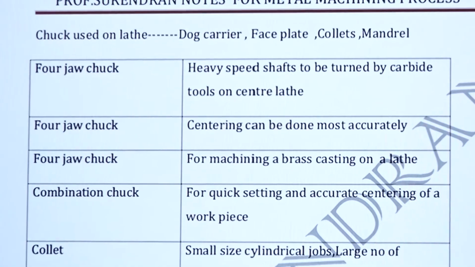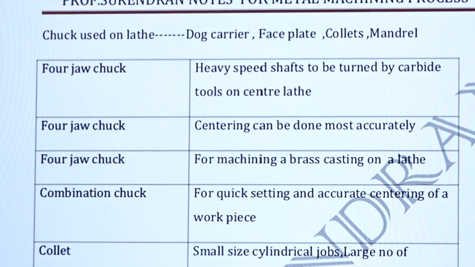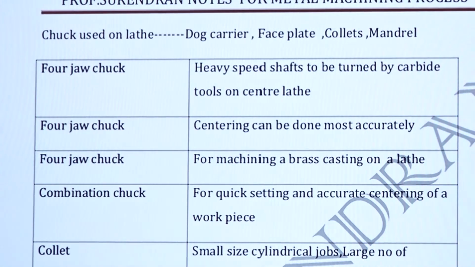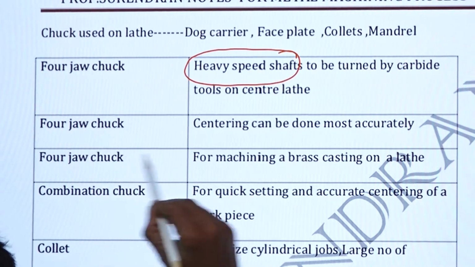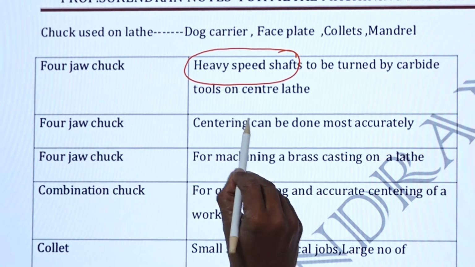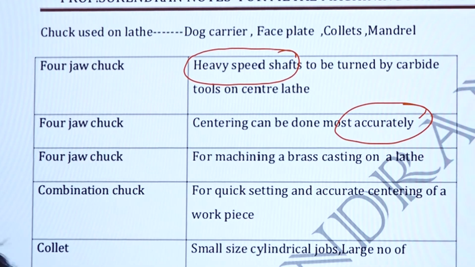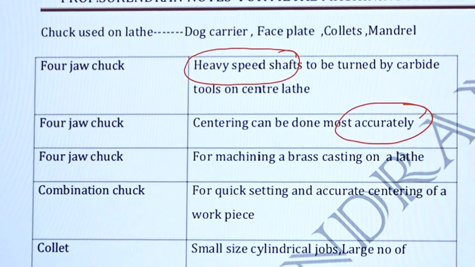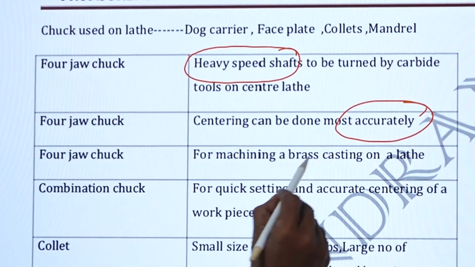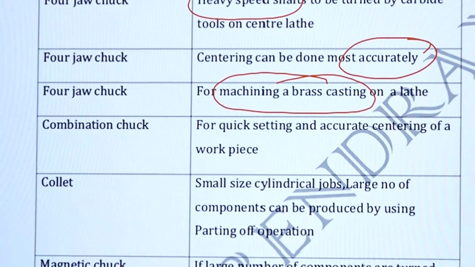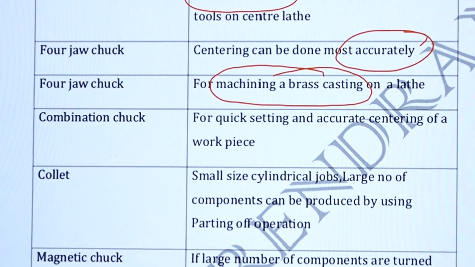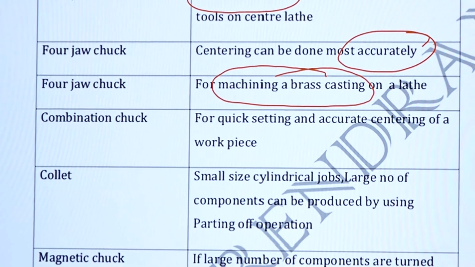Next we are having chuck, 4-jaw chuck. 4-jaw chuck is used for heavy shafts. In the 4-jaw chuck, centering can be done accurately. 4-jaw chuck is used for machining brass castings. The product coming from casting is easily held by the 4-jaw chuck.